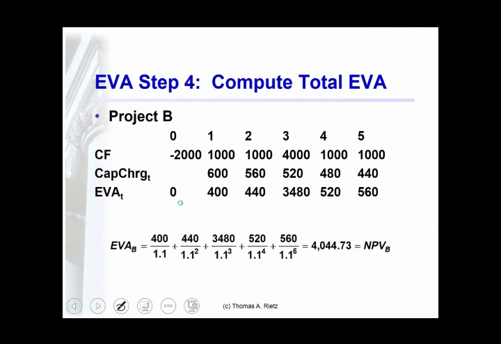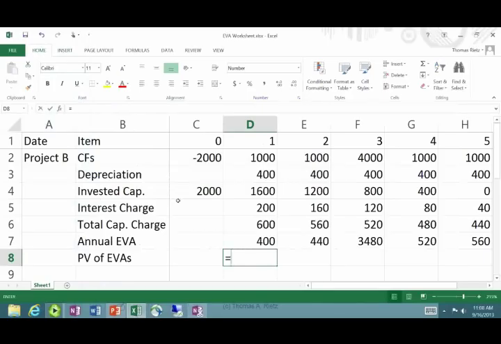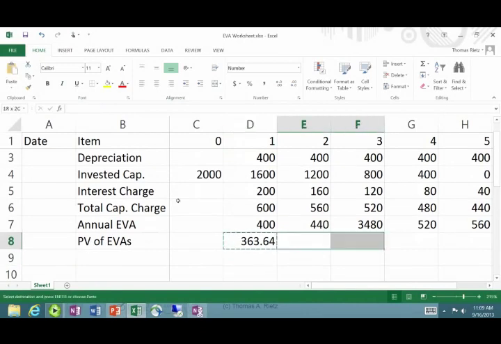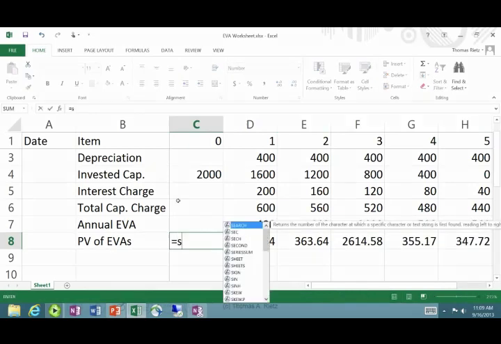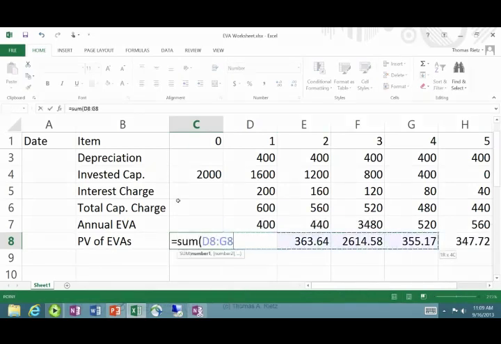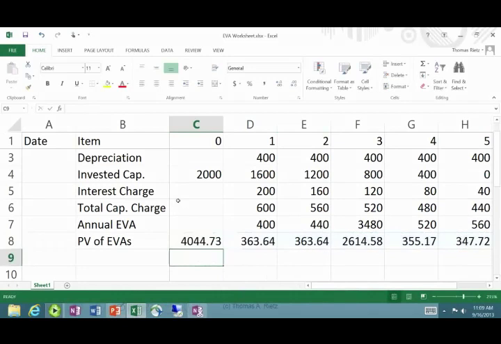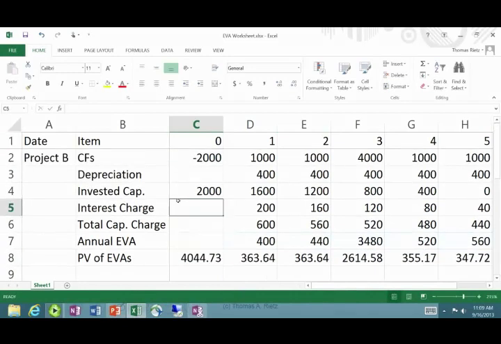Finally, we take the present value of the economic values added every year. Taking the net present value actually gives us the net present value of B. So I'm going to take every one of these, divide it by 1 plus interest to the power of the number of years in the future it occurs. Do that every year and add them up. And what we get is the net present value of B, 4473. We knew that from before.